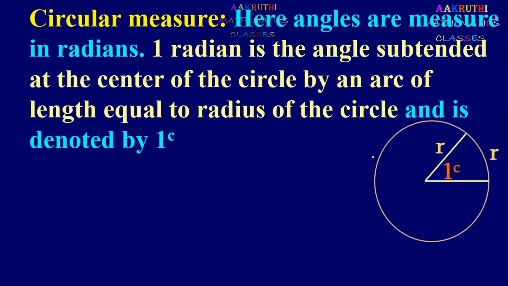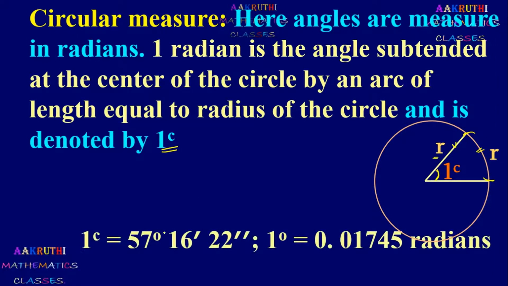So we consider a circle of radius r. If we consider an arc of length r, then the angle subtended by that arc at the center is equal to 1 radian. That is, 1 radian is the angle subtended by an arc of length equal to the radius of the circle. So then the angle at the center will be 1 radian and it is denoted by 1c.